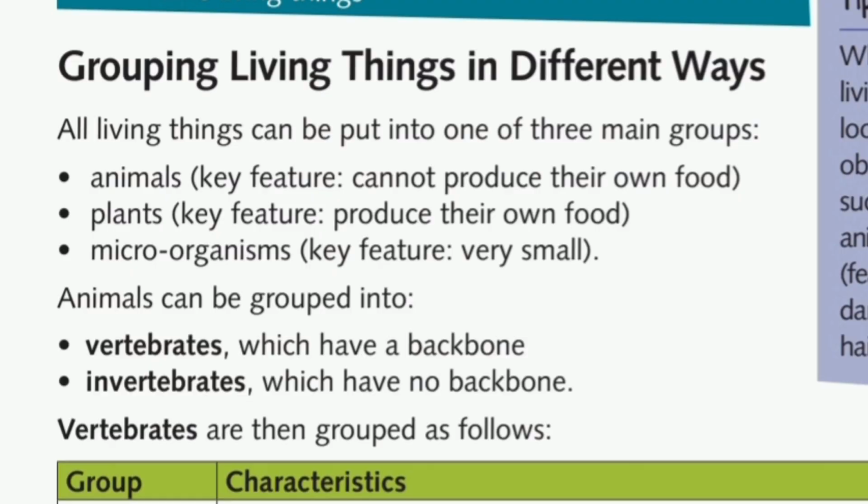So we have studied today grouping living things in different ways. All living things can be put into one of three main groups. Animals, key feature, cannot produce their own food. Plants, key feature, produce their own food. Microorganisms, key feature, very small. Animals can be grouped into vertebrates, which have a backbone, and invertebrates, which don't have a backbone.